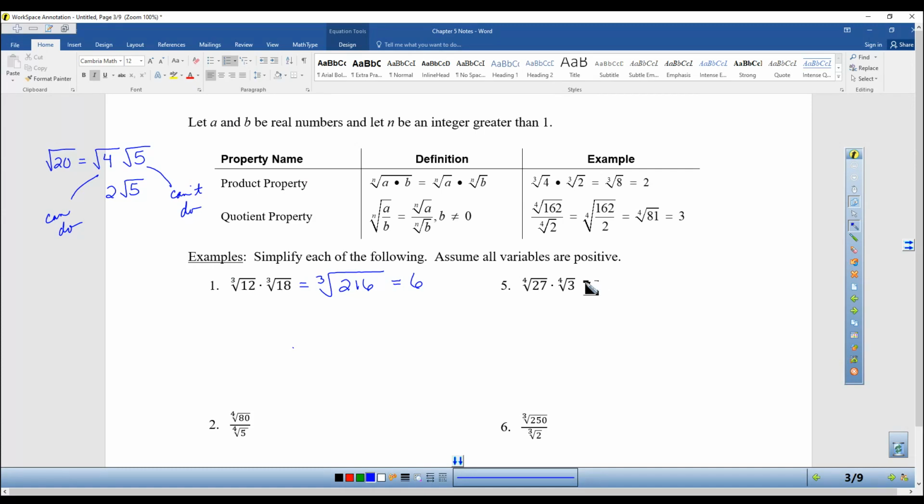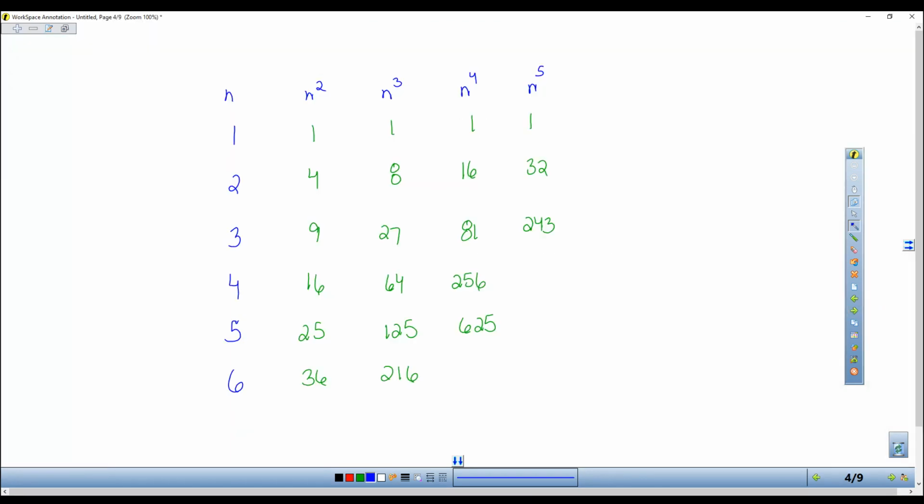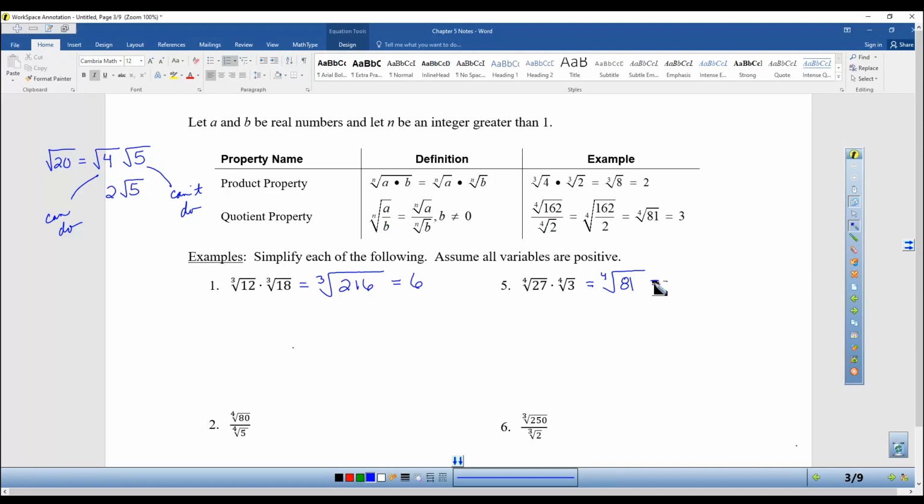The next one, these are both 4th roots, so I can put them together. 27 times 3 is 81. And again, I look on my chart, I think 81 is somewhere. 81's right there. And it is a perfect 4th root. The answer would be 3.